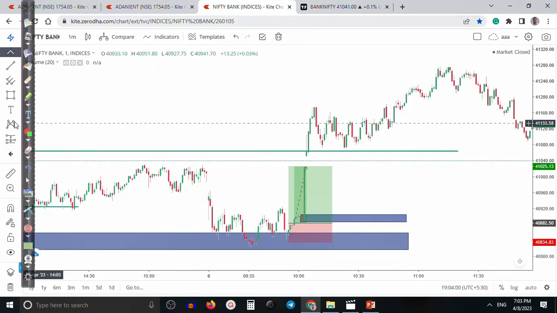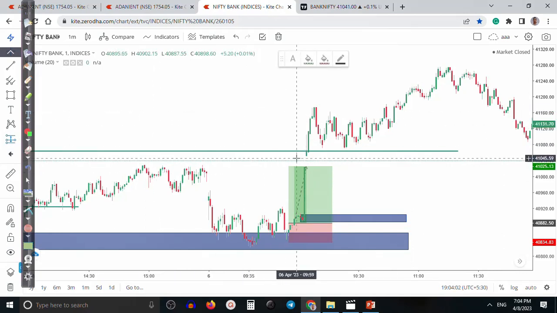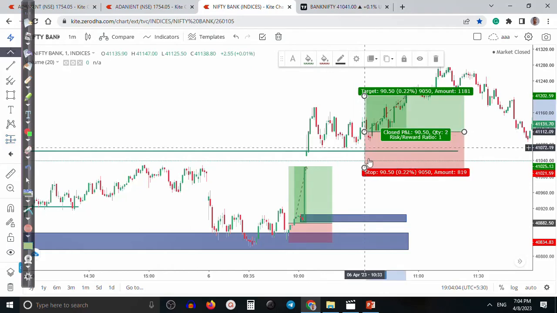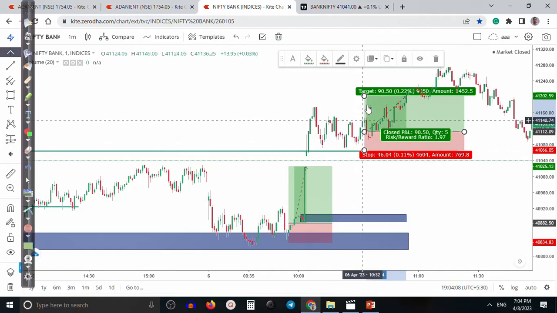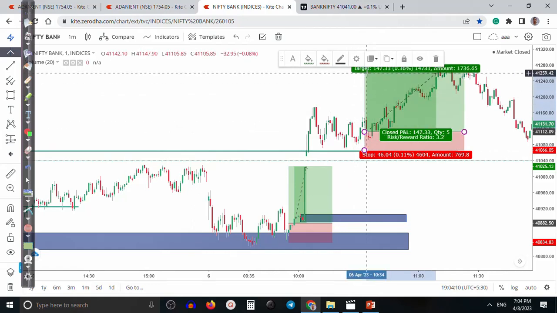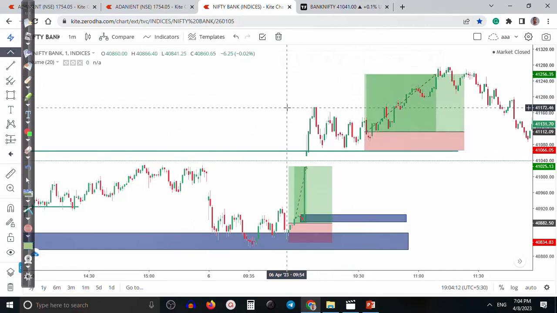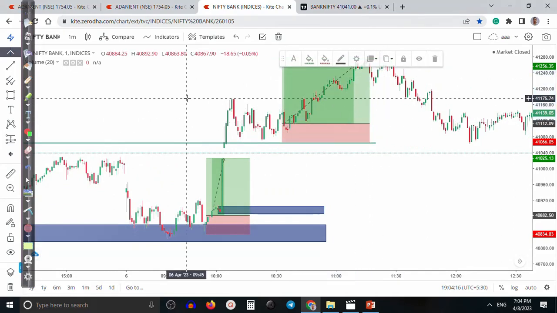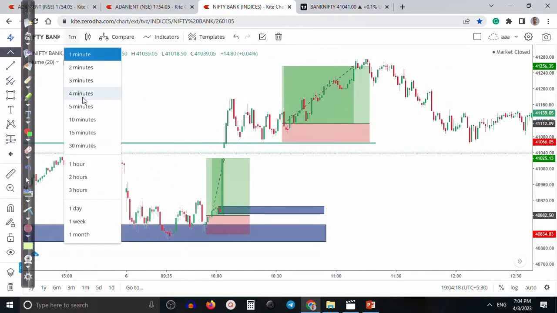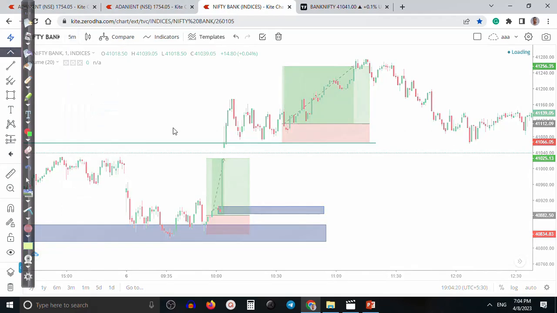All right. So next here we can see our entry point will be here, and our lower point near this area, and our target is 1:3. All right. So it perfectly hit this area. Okay. So let me show you another trading strategy, and how we trade.